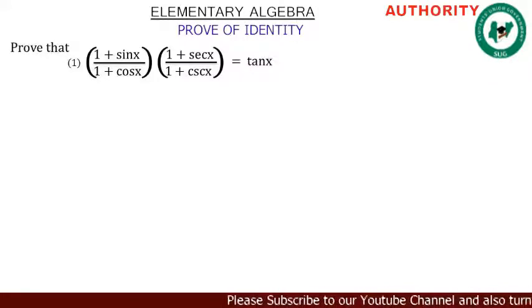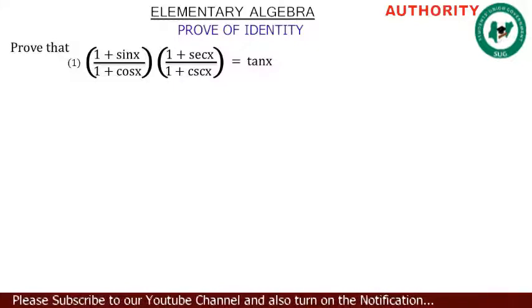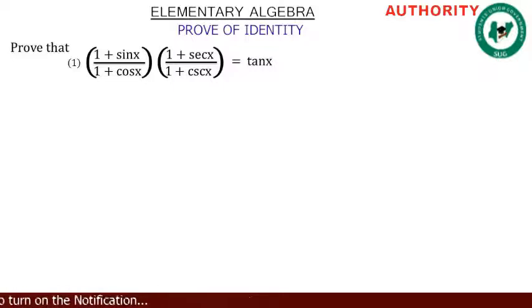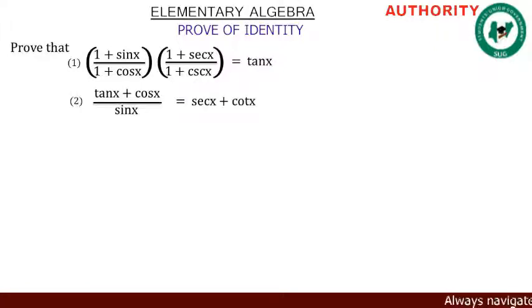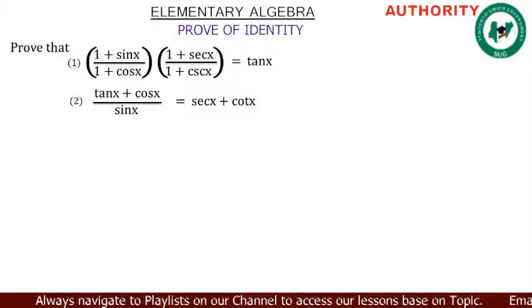We are asked to prove (1 + sin x)/(1 + cos x) times (1 + sec x)/(1 + cosec x) is equal to tan x. Then number 2, you say (tan x + cos x)/sin x is equal to sec x + cot x.